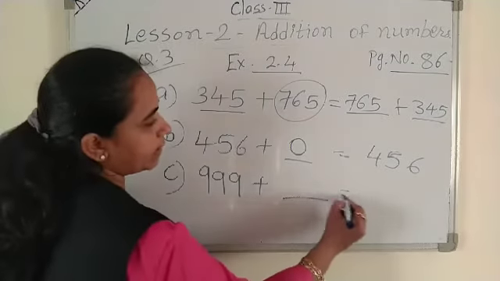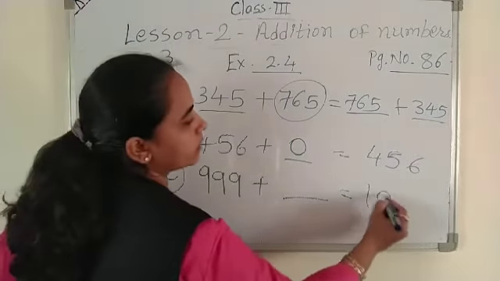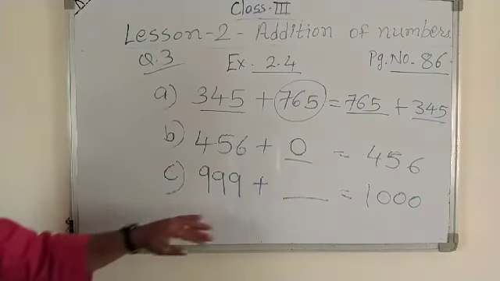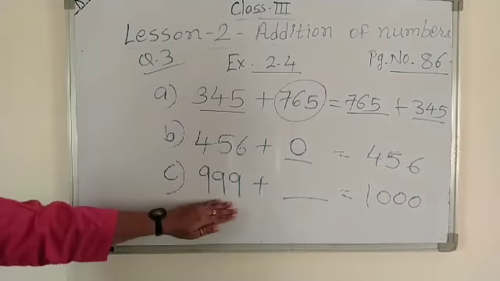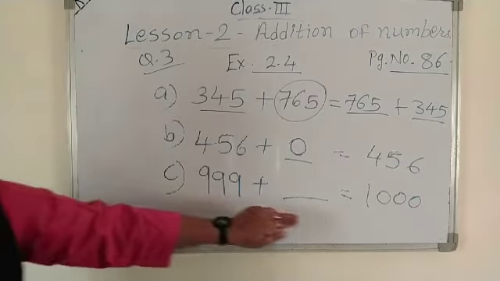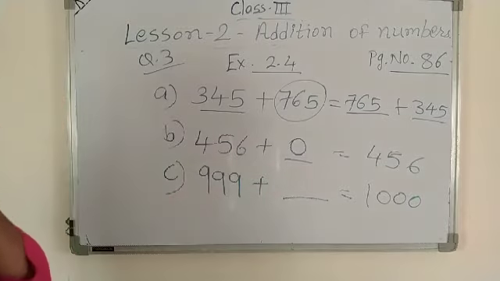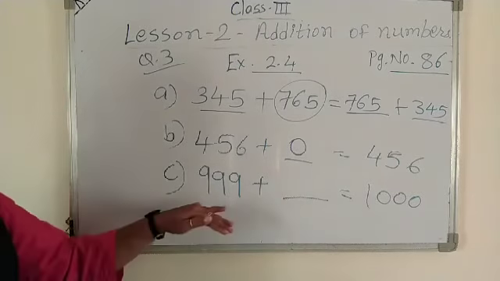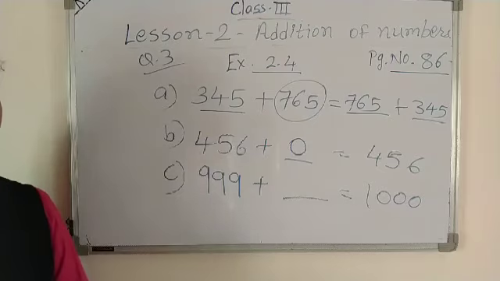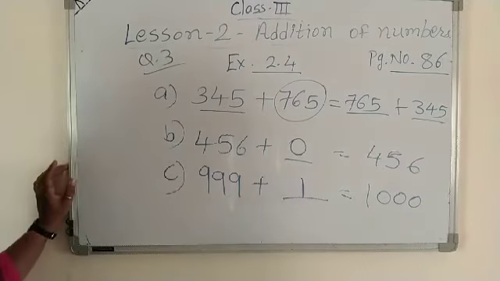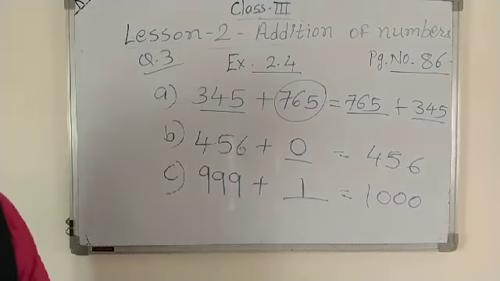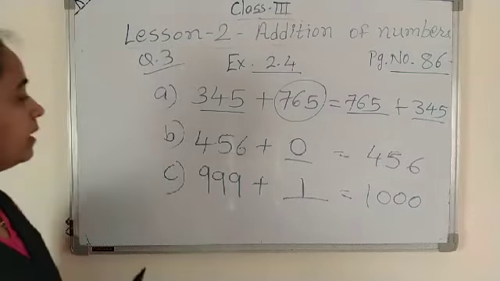999 plus blank is equal to 1000. तो addition में हम कौन सा number add करेंगे तो हमें next number मिलेगा. Look at here, 999. तो उसका after number क्या होगा? 1000. तो कब after number आएगा? हम जो number है उसमें कौन सा number add करेंगे? Which number you have to add? तो after number मिलेगा. Yes. इसमें हम क्या add करेंगे? 1. What? We have to add 1. So, हमें after number मिलेगा. Okay? So, now D.